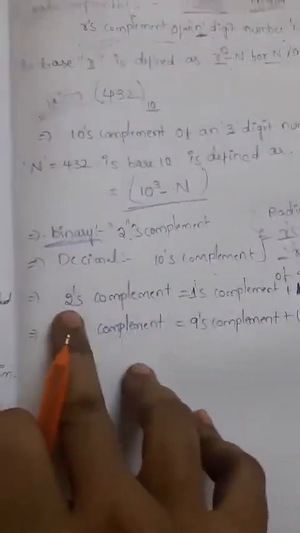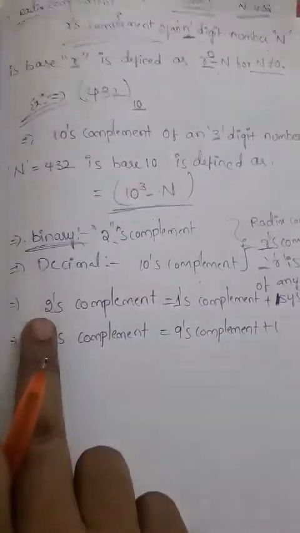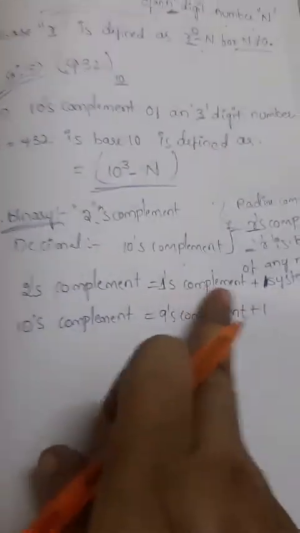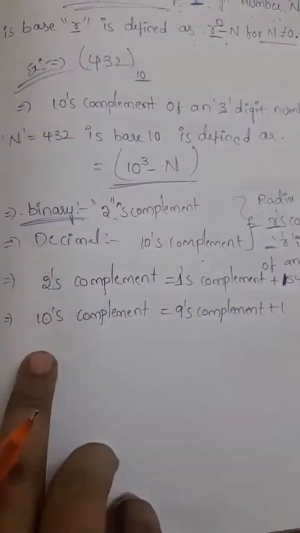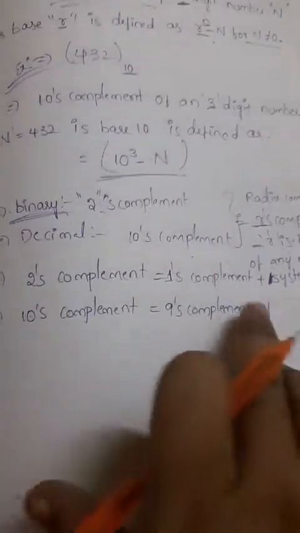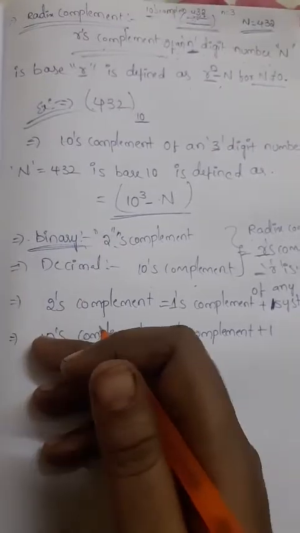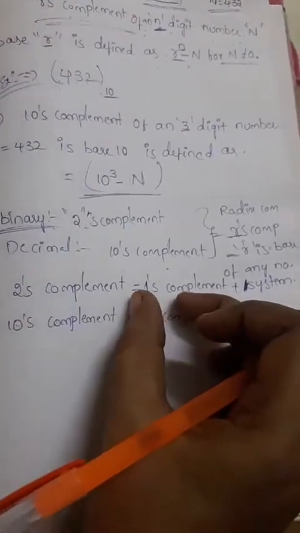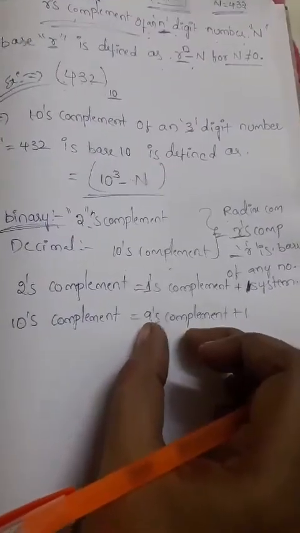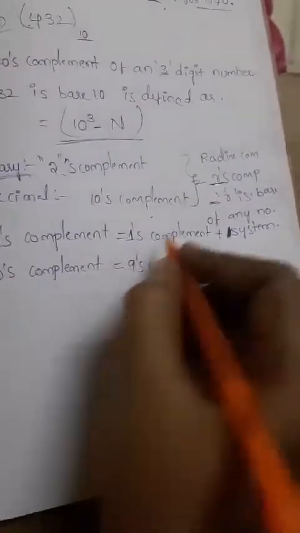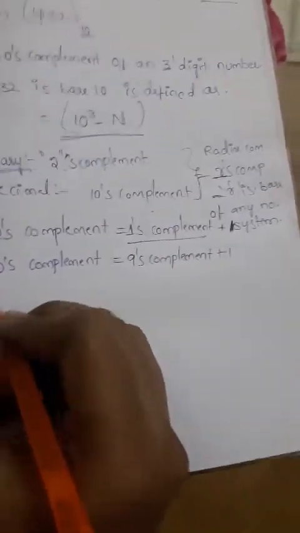Okay, so for binary, what is the formula for 2's complement? That is 1's complement plus 1. And for decimal, that is 10's complement. What is the formula for 10's complement? It is 9's complement plus 1. So before going to 2's complement and 10's complement, first we'll learn what 1's complement and 9's complement are. First I am going to explain 1's complement.